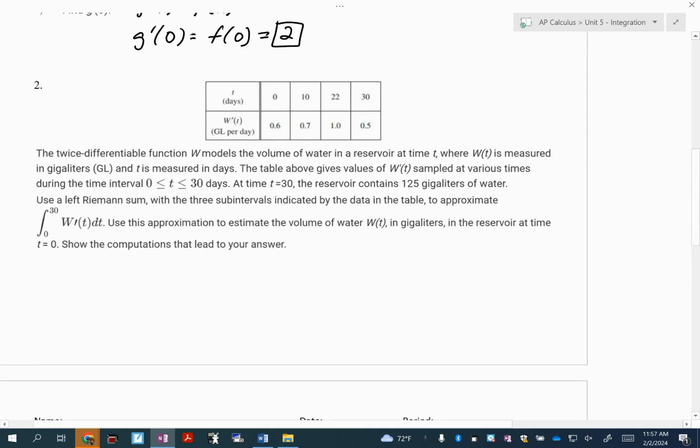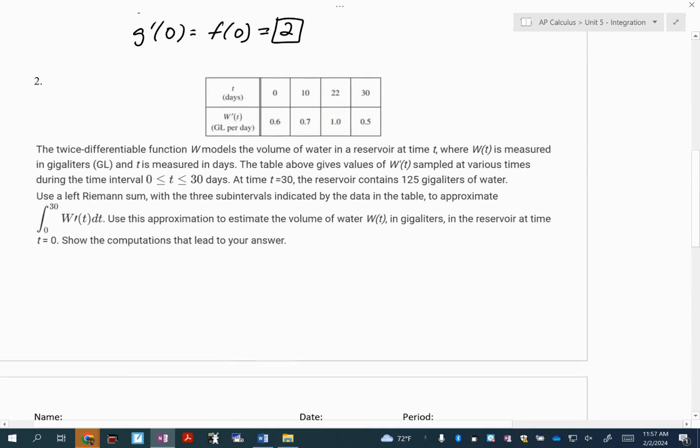Let's do number 2. Number 2 gives us a table where they're giving us w prime of t. So again, when I see that derivative, I'm thinking a rate of change. It says in the question here that w of t models the volume of water in a reservoir at time t. So if I'm looking at w prime of t in my table, that would be the rate of change of the volume. I do notice that all of these values for my rates of change are positive, so we are going to have an increase in the volume of water over time.